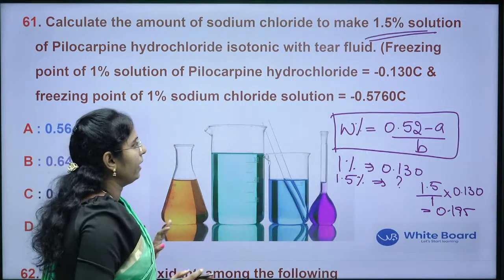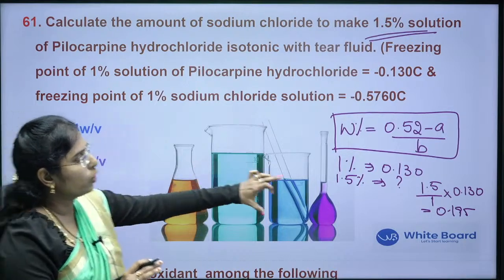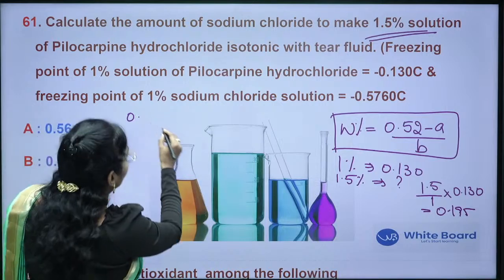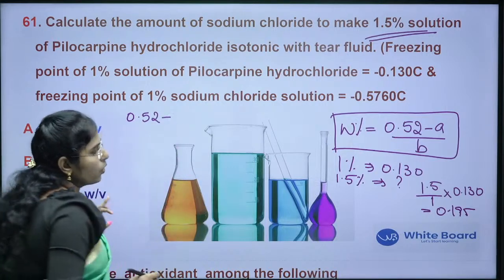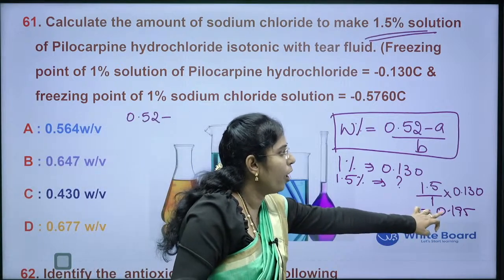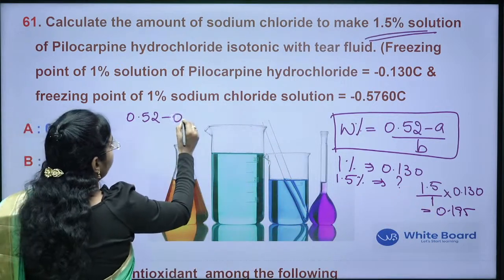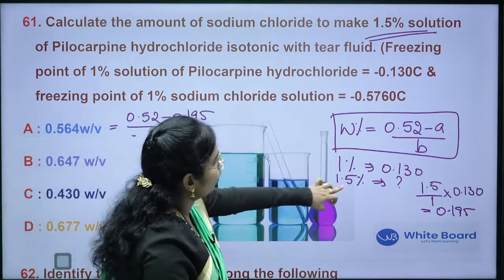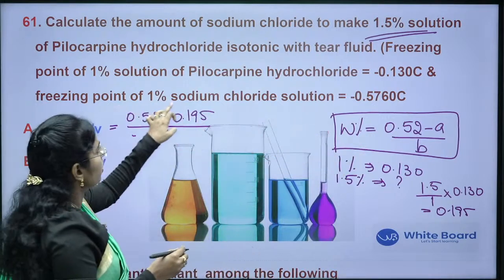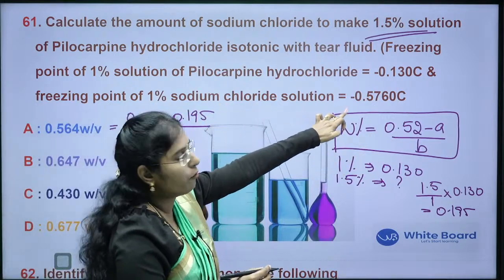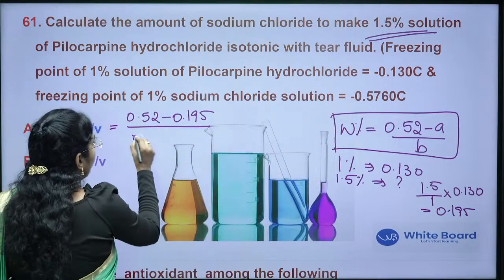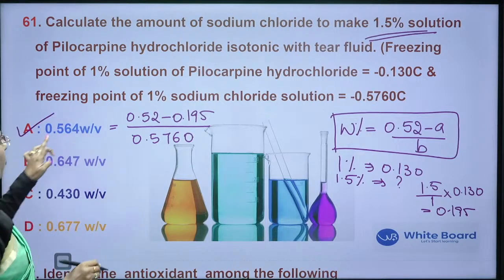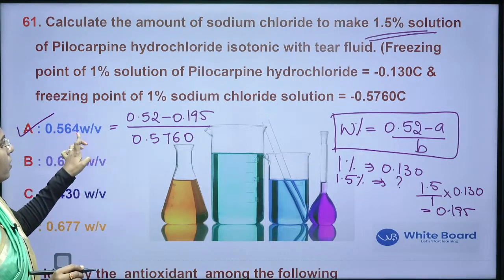After getting this, you have to put those values into the formula. That is 0.52 minus A, where the A value is 0.195, divided by B. What is the freezing point of 1% solution of sodium chloride? 0.576. So you will be getting 0.564. This is the correct answer.